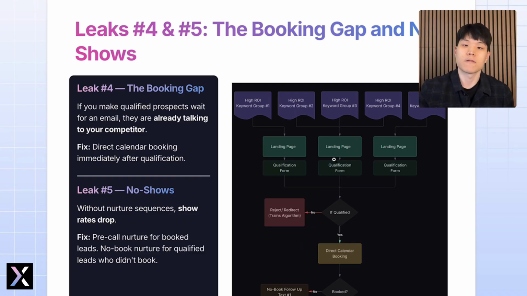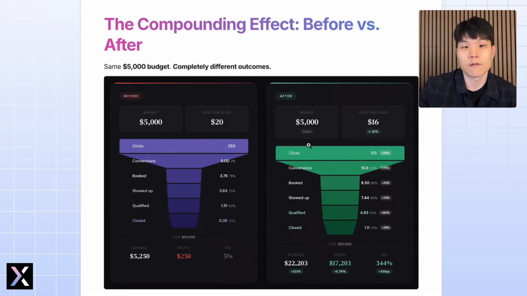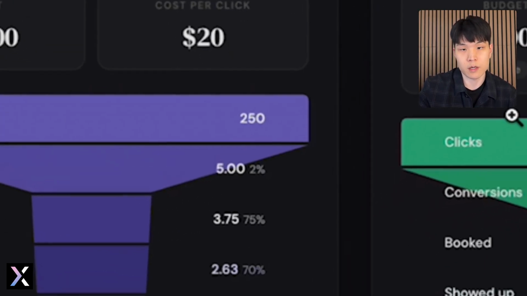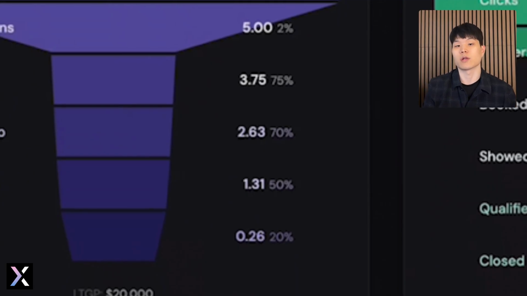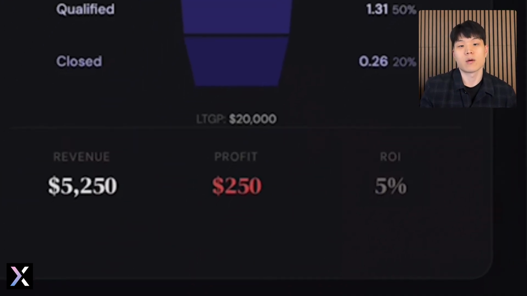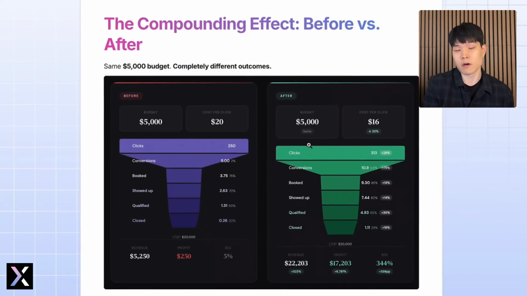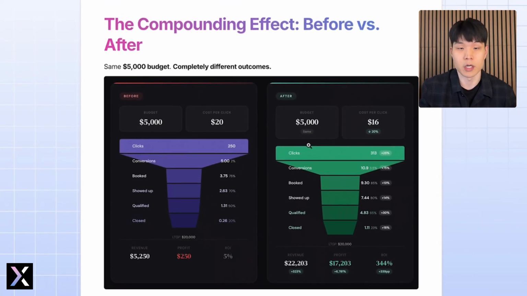Now, when you plug all five of those funnel leaks that we talked about, the results really compound. Let's say we have a $5,000 monthly ad budget. Now, with a fragmented funnel, you're paying around $20 per click, very typical, getting a 2% conversion rate, a 75% booking rate, a 70% show rate, and 50% of those are actually qualified. Now run that math and you end up with about 0.26 closed leads and $250 in profit. That's a 5% ROI. And unfortunately, it's very typical of a B2B company running Google Ads.